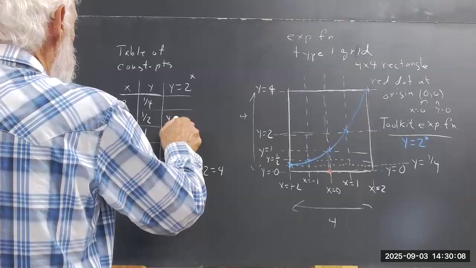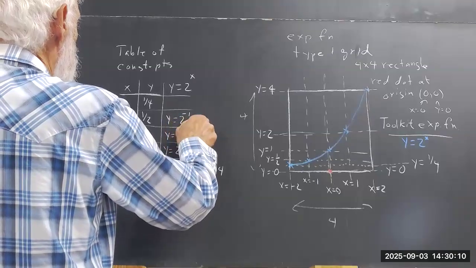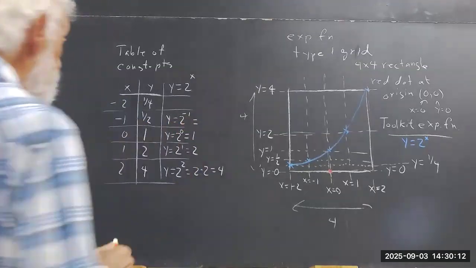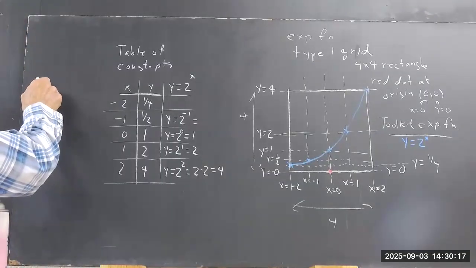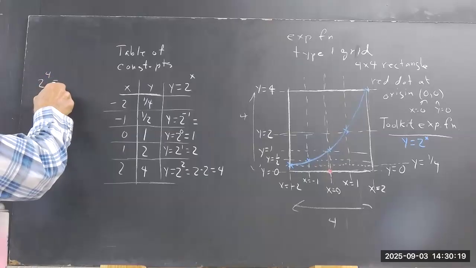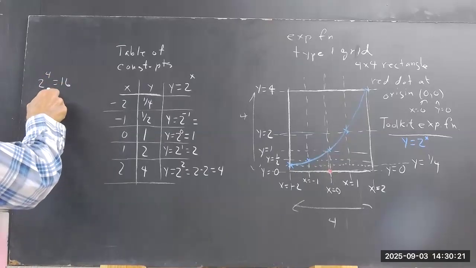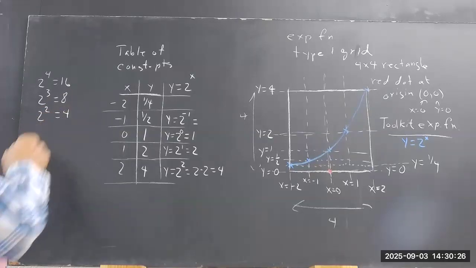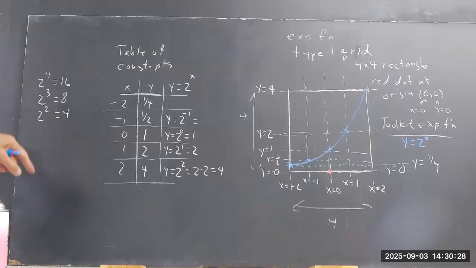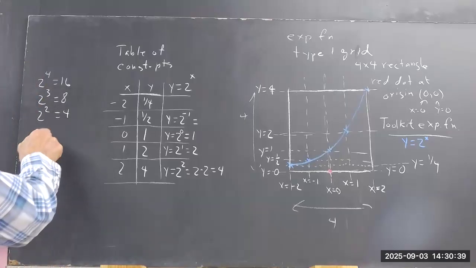Now here we have y equals 2 to the -1. What is that? Well, let's just make sense of this. If we write out 2 to the 4th, that's 16. 2 to the 3rd is 8. 2 to the 2nd is 4. Stop and think. What comes next on this side of the equal sign? What's the pattern? Well, the exponents go 4, 3, 2, so that pattern ought to be pretty clear.